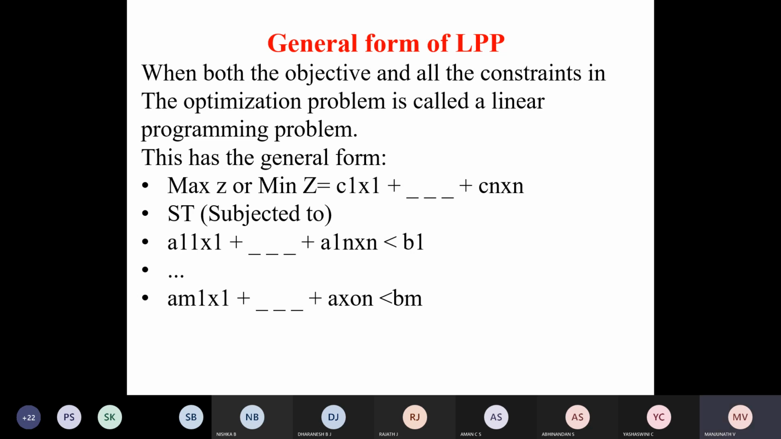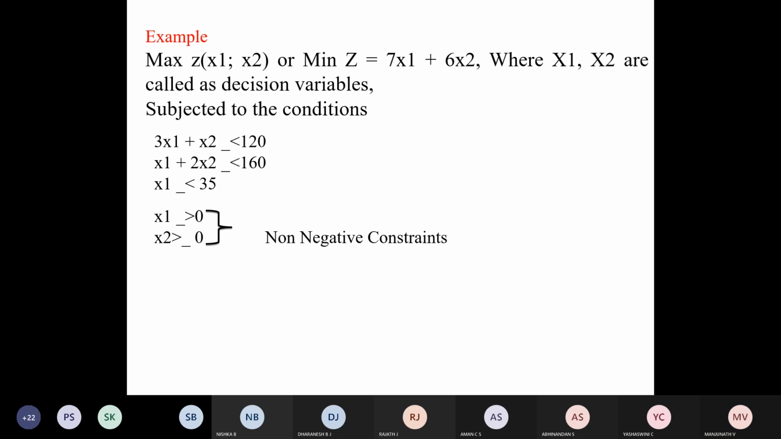The variables, the solution, I can say, should be positive. That is what is called non-negative conditions or non-negative constraints. This is the general form. Now take this problem.